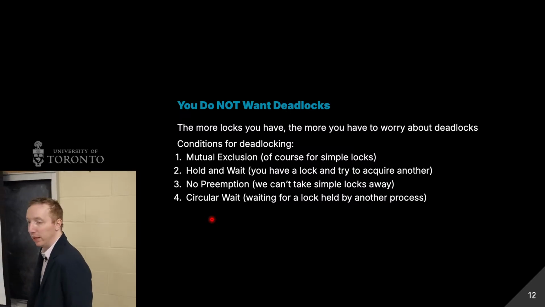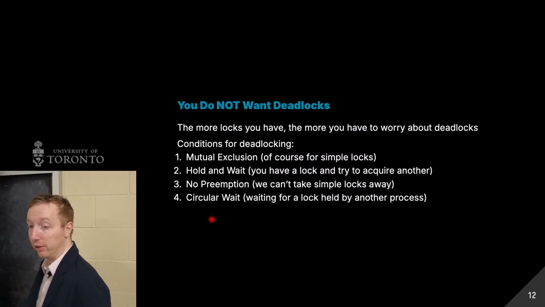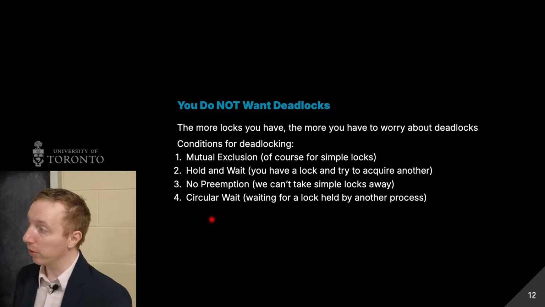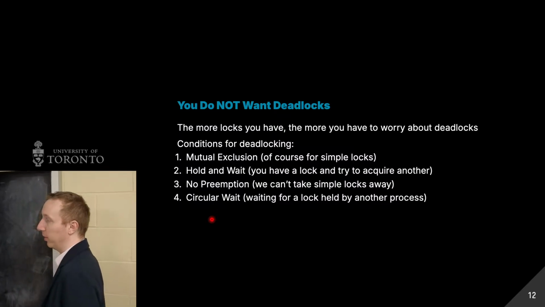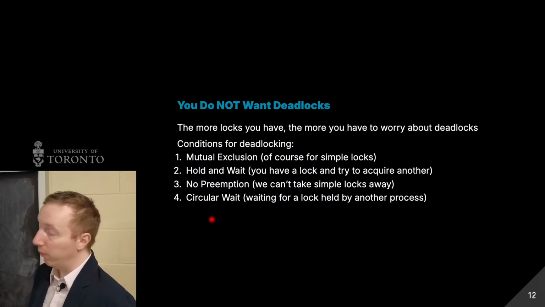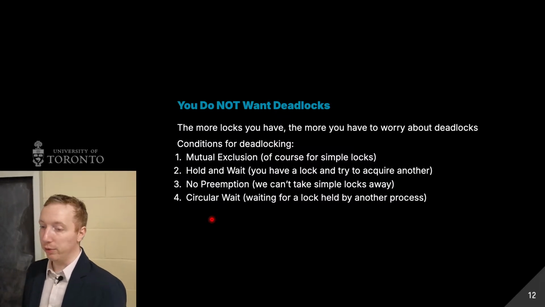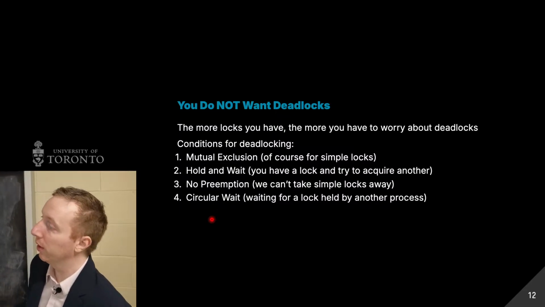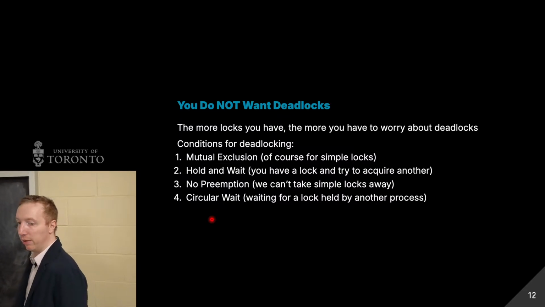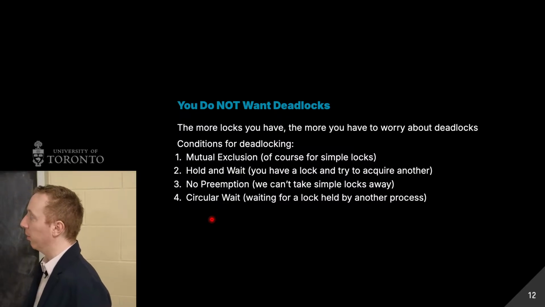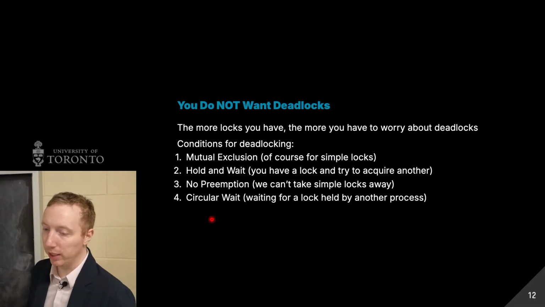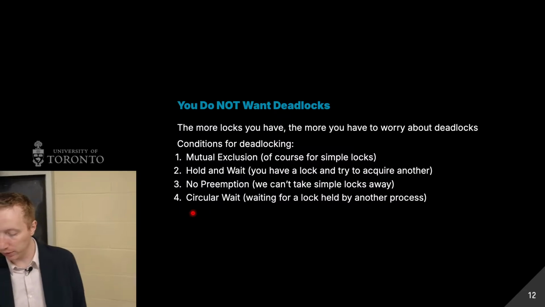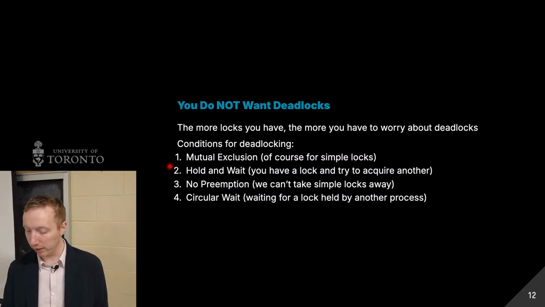So the main thing we're concerned about is deadlocks. So you do not want deadlocks. The more locks you have, the more you have to worry about deadlocks. So for a deadlock to occur, it needs 4 conditions. They all have to hold. The first is mutual exclusion, which of course we're only going to worry about deadlocks for things like mutexes that of course have mutual exclusion. So we can't do anything about that condition.